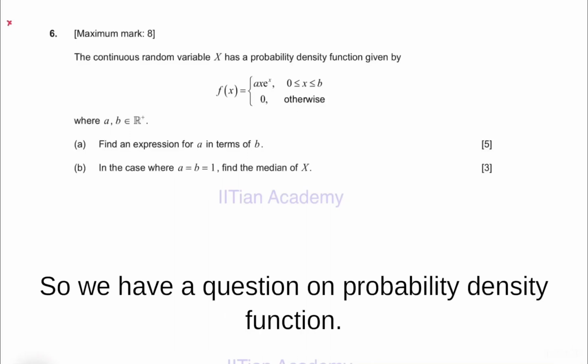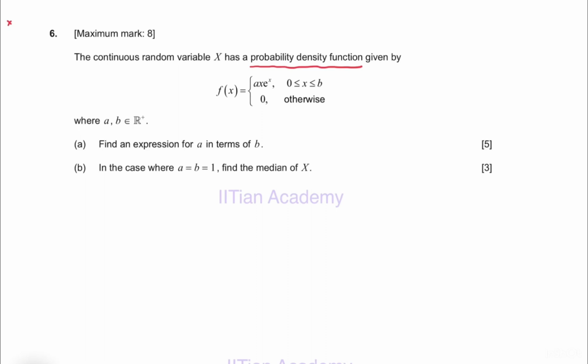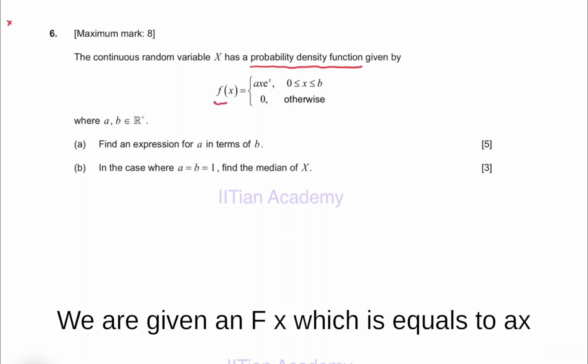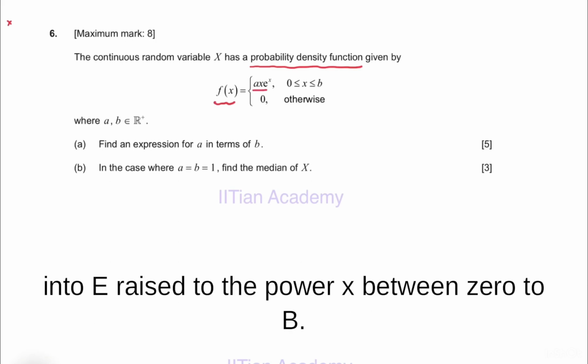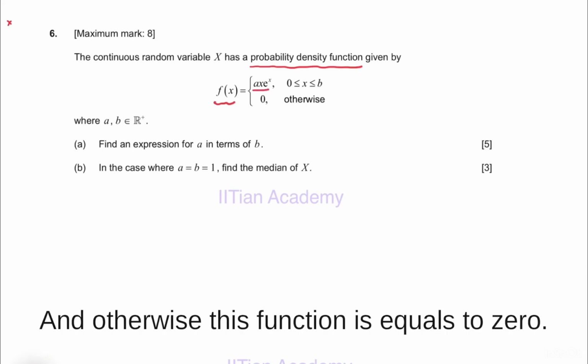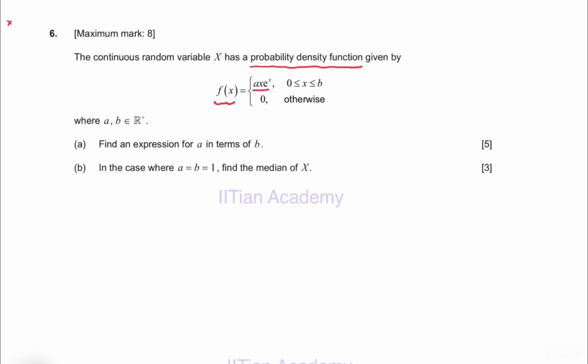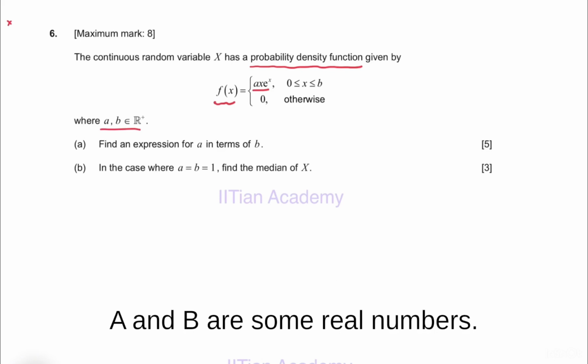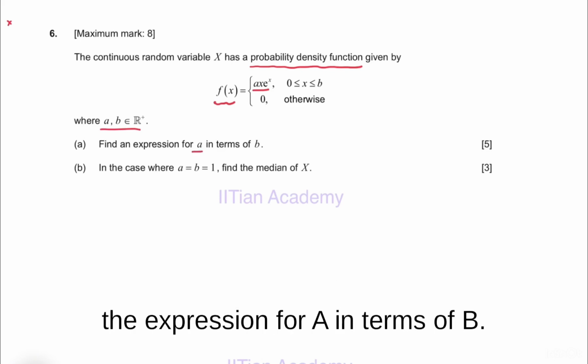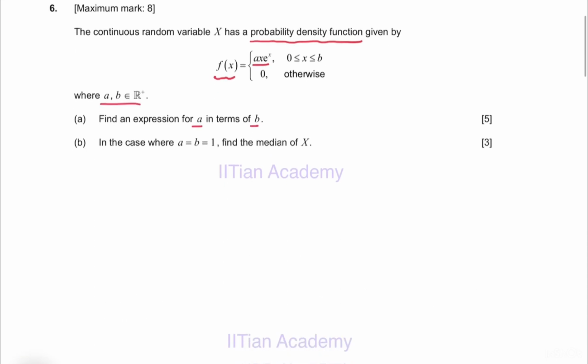Hello friends, so we have a question on probability density function. We are given f(x) which is equal to ax e^x between 0 to b, and otherwise this function is equal to 0. a and b are some real numbers. So in the a part we have to find the expression for a in terms of b.